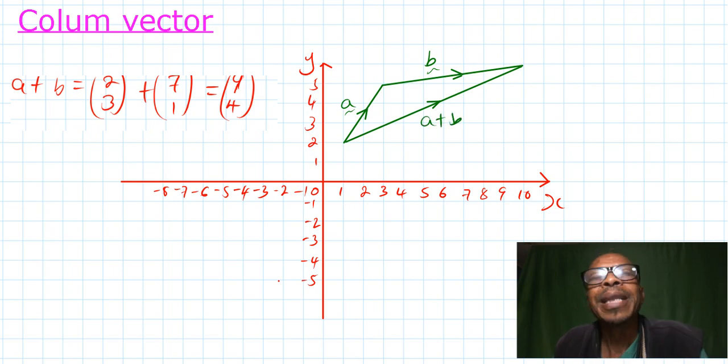As you can see, we are talking of (9, 4). You can count along the x-axis 1, 2, 3, 4, 5, 6, 7, 8, 9, and along the y-axis 1, 2, 3, 4. So that indicates the sum of the two vectors. We go back and see the other one.